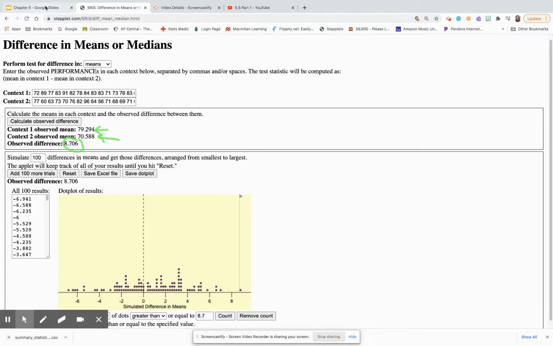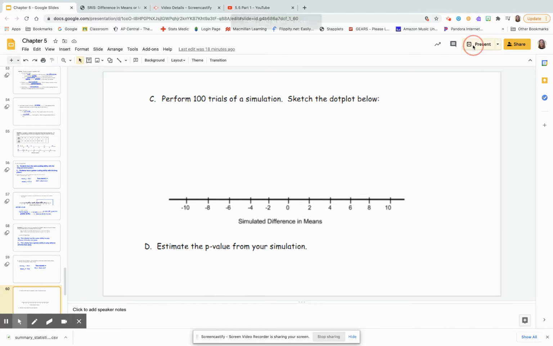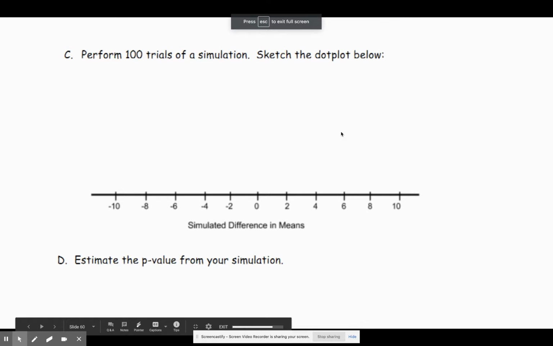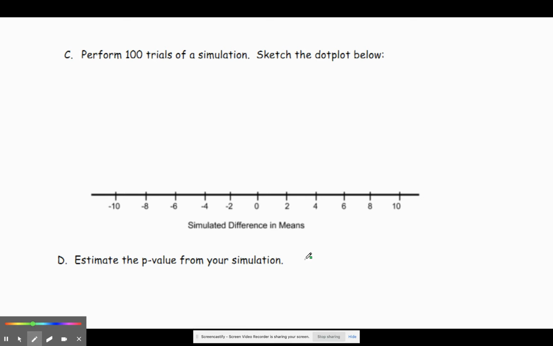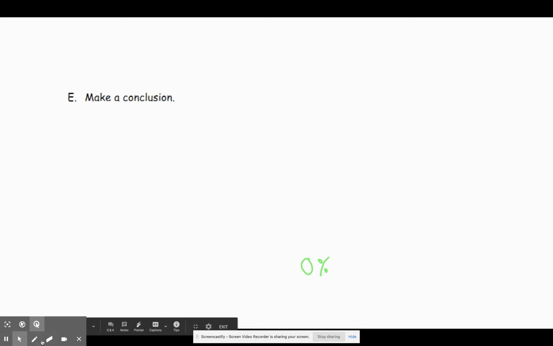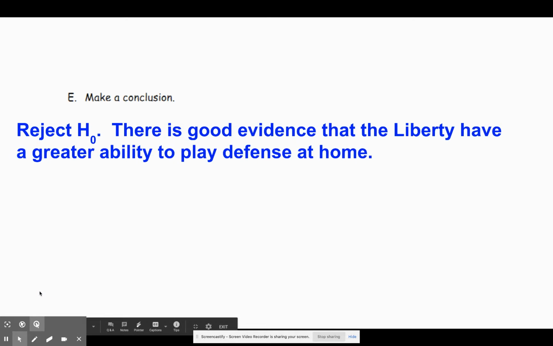All right, so let's go back here. You can sketch the dot plot there if you want. But then the p-value that we would estimate from our simulation would be 0%. We had 0 dots out of 100 that gave us that result. And then we can make our conclusion. So our p-value obviously is less than 5%, and that would indicate to us that we would need to reject our null hypothesis.